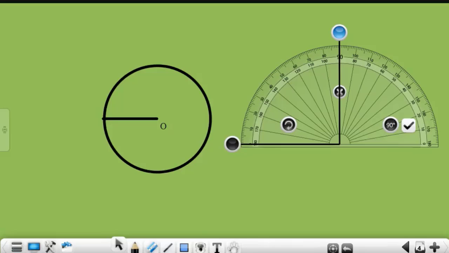Please respond. Which scale do you have to refer to? Which scale do you want to read, the outer or the inner? Rahana, respond please. How about the rest?